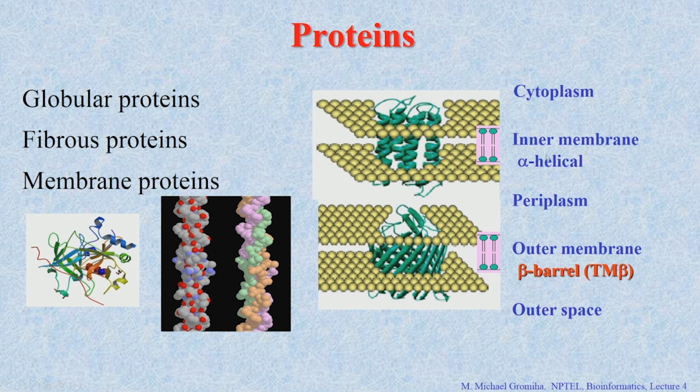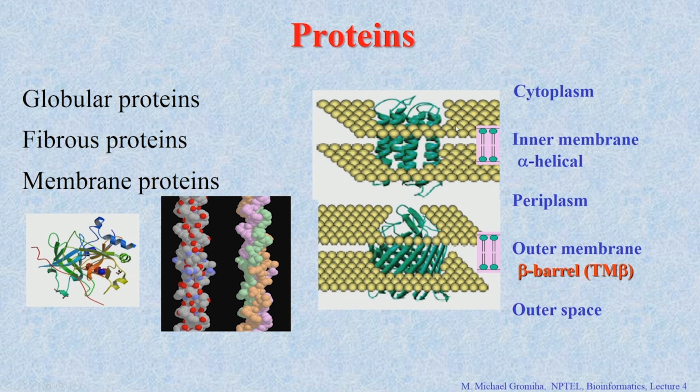When you look at the membrane proteins, they are of 2 types. One is alpha helical membrane proteins and another is beta barrel membrane proteins. This is a schematic diagram. If you see the gram negative bacteria, you can see a cytoplasm, and they have the periplasm here and outer space. Here there are 2 membranes. One is the inner membrane, which is between the cytoplasm and the periplasm, and the outer membrane is between periplasm and outer space.